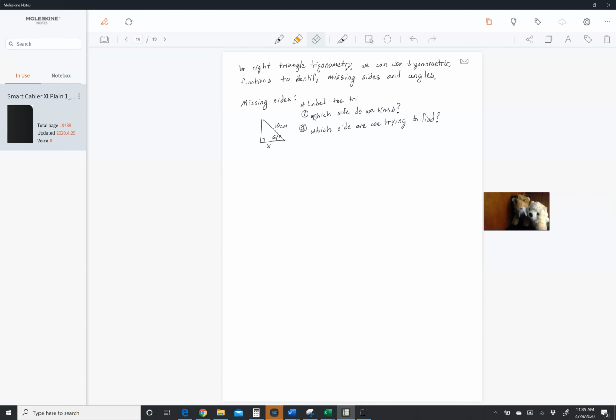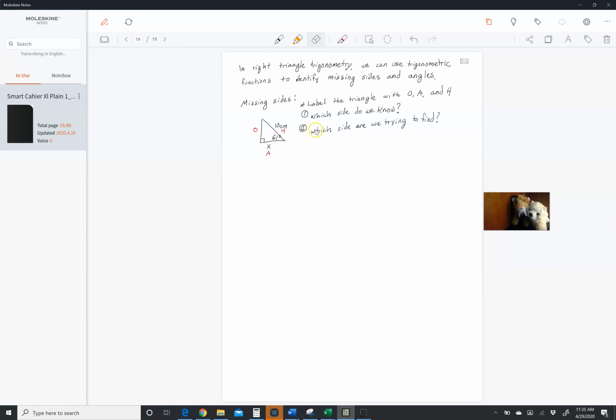And when we say label the triangle, we mean with your opposite, your adjacent, and your hypotenuse. Okay, so let's do that. You're given an angle. That's the angle that we're going to use in order to label our triangle. The side opposite that angle is this empty side here. This is opposite. This side x is your adjacent. And this 10 centimeters is your hypotenuse.